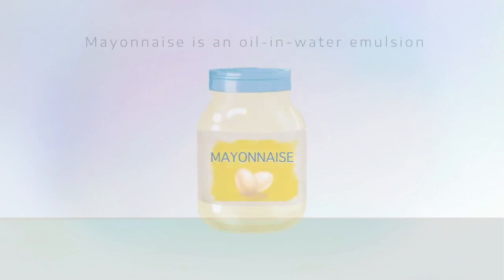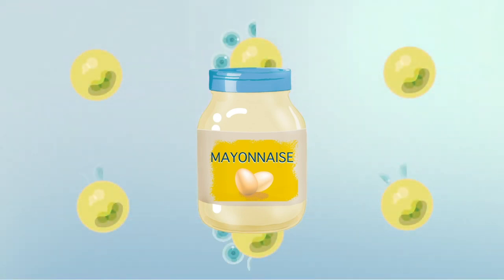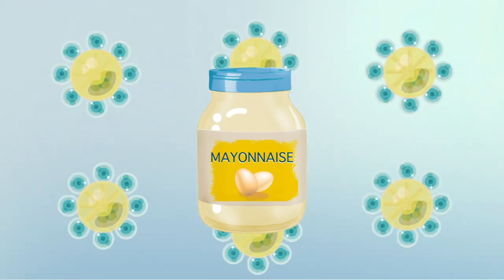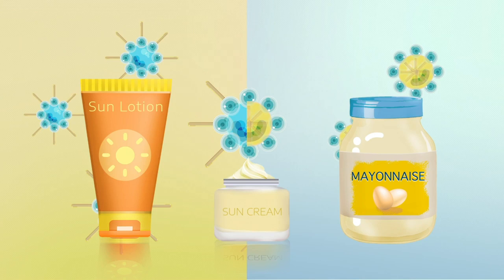In this case, we call the oil the continuous phase and the water is the dispersed phase. In contrast, mayonnaise is an example of an oil in water emulsion. The vegetable oil forms tiny droplets within the aqueous phase. In both cases, emulsifiers are needed to prevent the dispersed droplets from coalescing and breaking the emulsion.